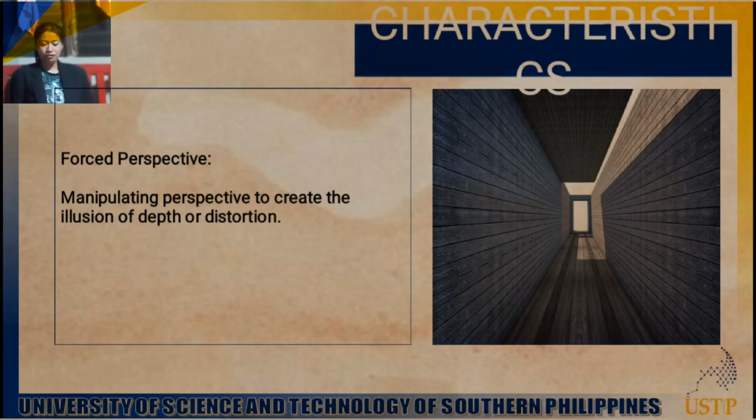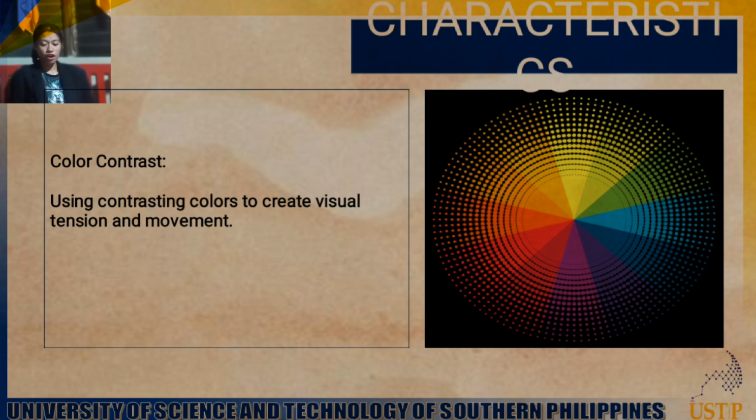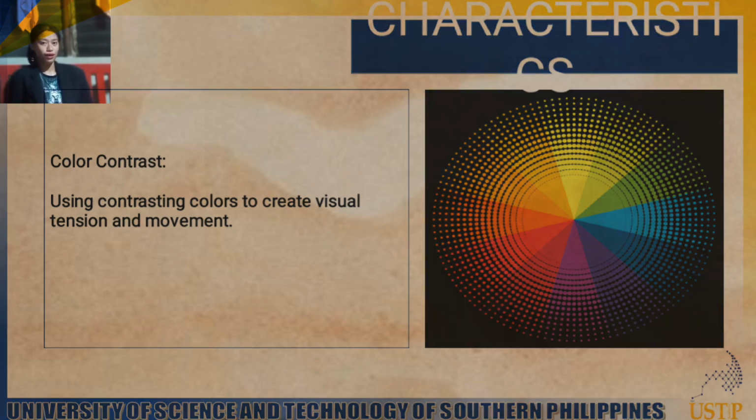Forced perspective: manipulating perspective to create the illusion of depth or distortion. Color contrast: using contrasting colors to create visual tension and movement.